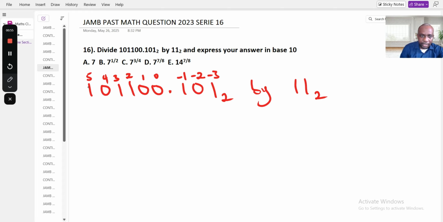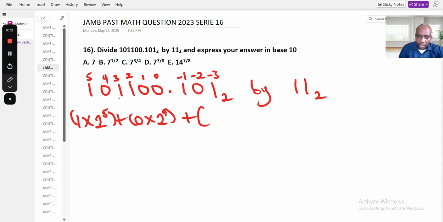The first thing we are going to do, you will multiply this one by the base raised to the power of what is above it, which is 5. Say 1 multiplied by the base, which is 2. What is under the 1? 5. Plus it together. 0 multiplied by the 2. Let me bracket it so that there will not be confusion. What is under the 0? 4. Plus again.